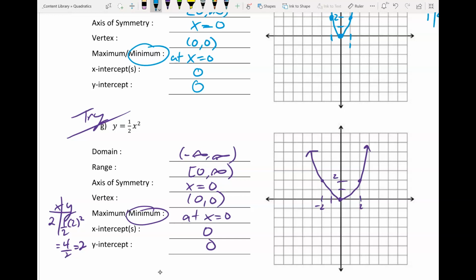So if you put in x equals 2 in the function here, that's 2 times 2, because it's x squared, which is 4, and then multiply it by half, then you get 2. So you have a point at (2, 2). We know it's symmetrical, so you can have a point on the other side of your vertex at (-2, 2). Connect those points, extend a bit, and add arrows, and you're done. So your range is from 0 to infinity. Your axis of symmetry is at x equals 0. Your x-intercept's at 0, and your y-intercept is also at 0.